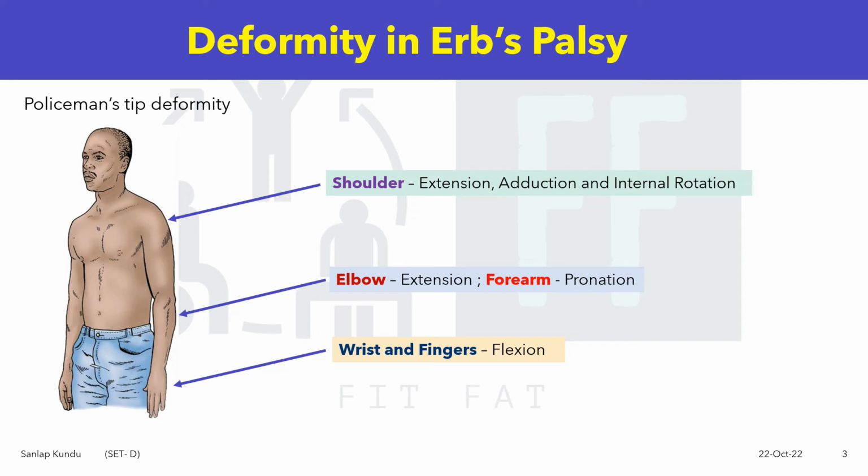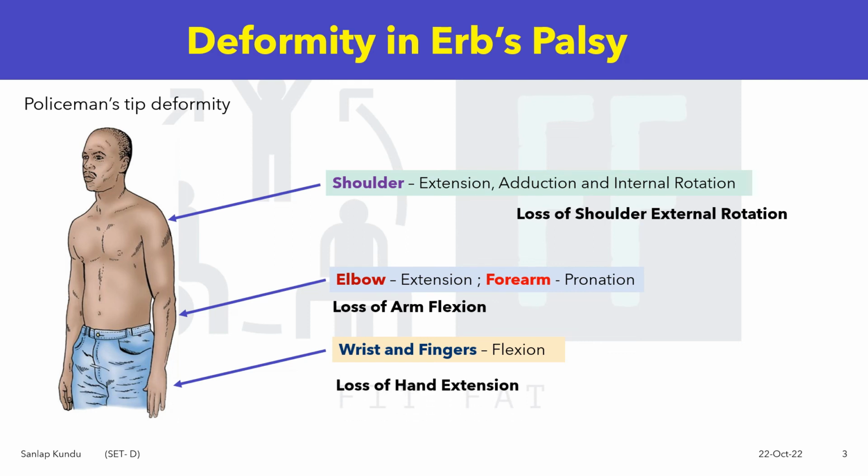Now in shoulder, what part is missing? I have already mentioned that in the motor loss part. So in shoulder, there is loss of shoulder external rotation, flexion and abduction. In case of elbow, there is loss of arm flexion. And in case of wrist and fingers, there is loss of hand extension.